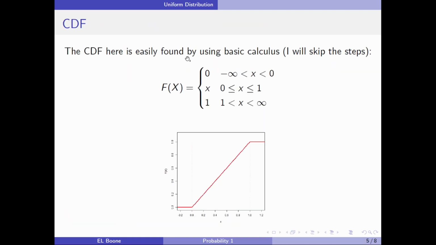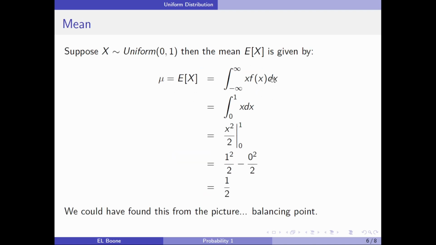Here's the CDF, easily found by using basic calculus. I'm going to skip the steps here. But if you notice, it's 0 from negative infinity to 0, it is x from 0 to 1, and it's 1 from 1 to infinity. So it looks like this: a 0 down here and a 1 tail up there. Keep that in mind as you work through these things: whenever you're dealing with a CDF, it really needs to be defined on the whole real line.